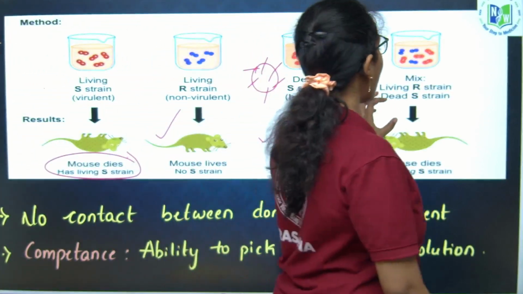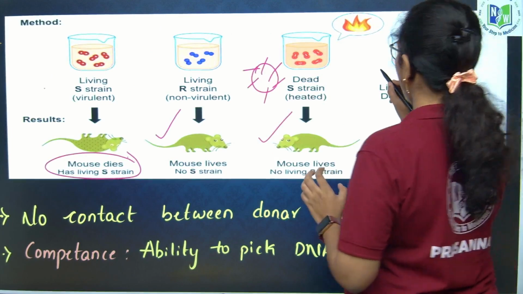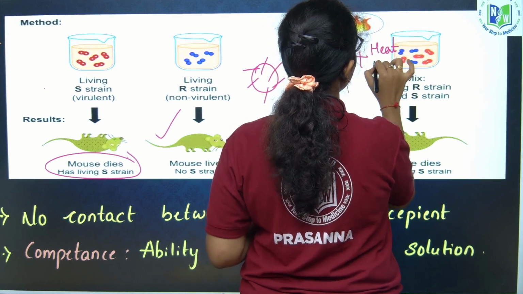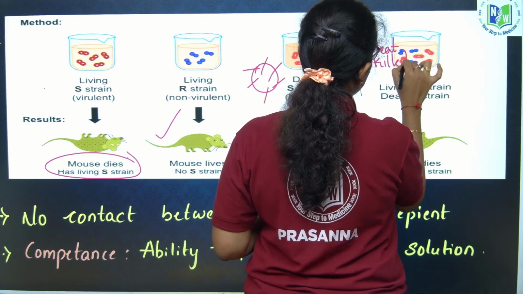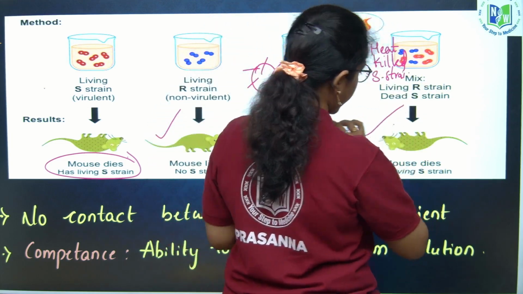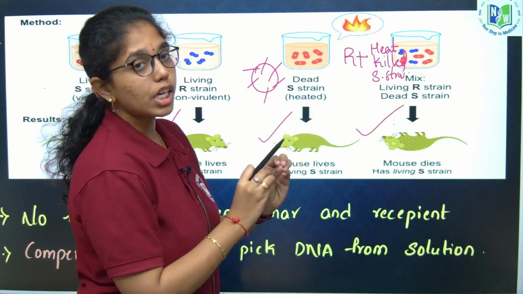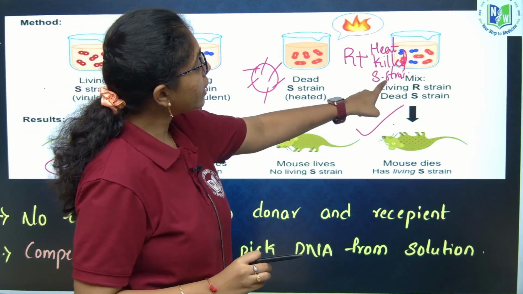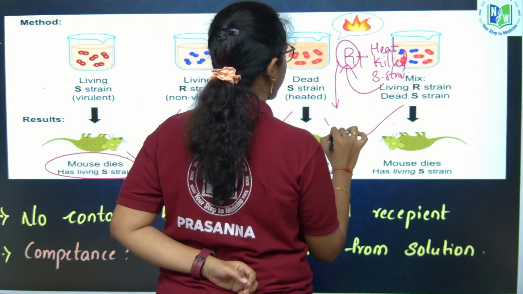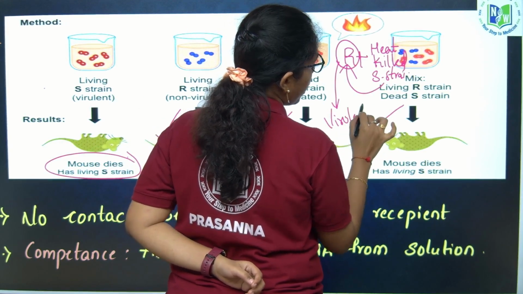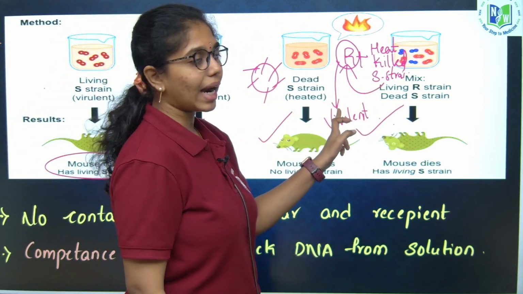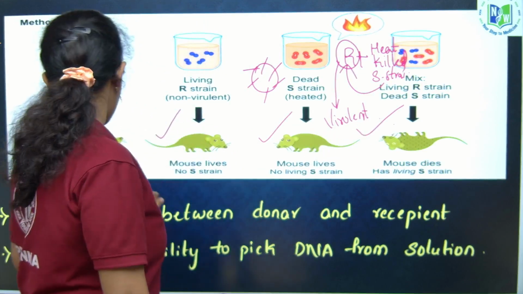Living R strain and dead S strain, what did he mix? Living R strain plus heat-killed S strain. Then the mice died. Here he learned that something was transforming from the heat-killed S strain to the R strain, wherein the R strain became virulent, and the mice died. Something is being transferred from S strain to R strain, is what he explained from this experiment.